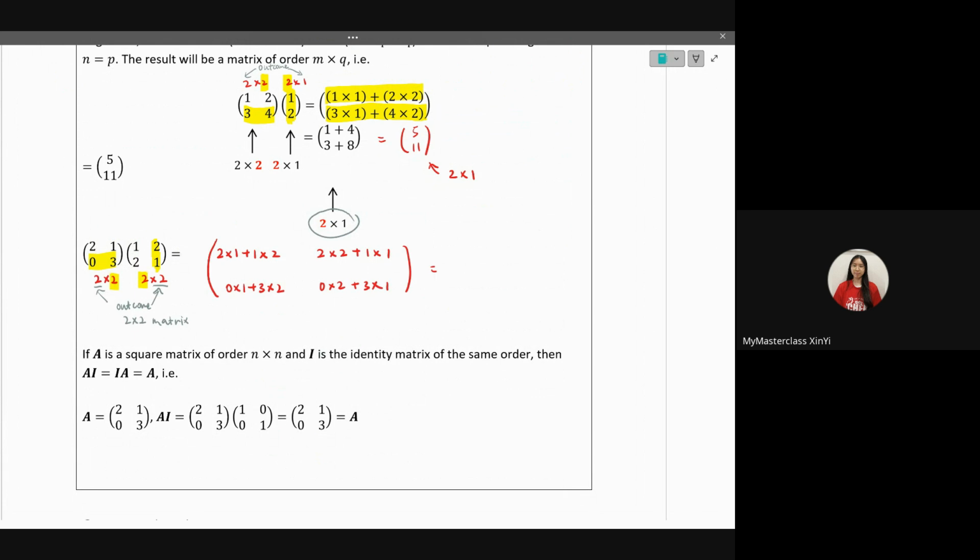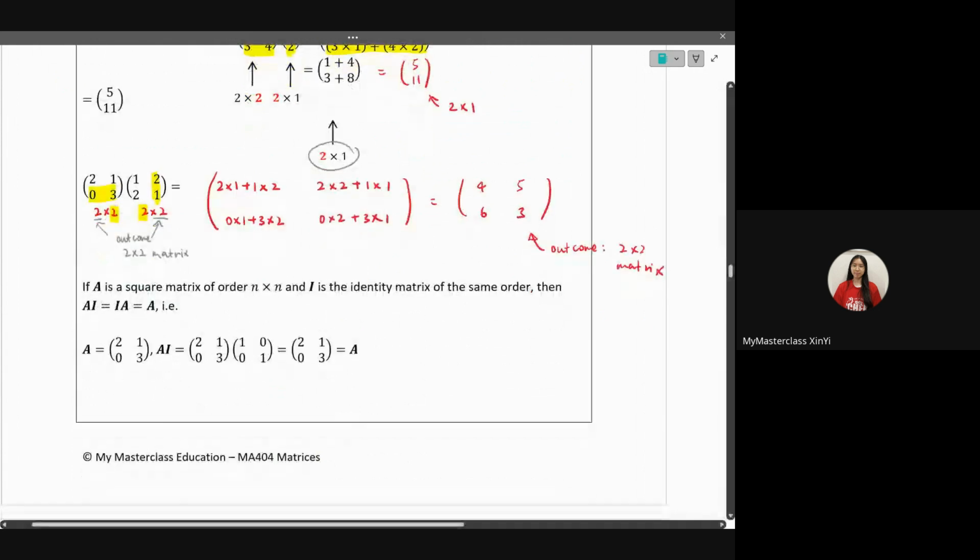Okay, then you're going to get 4, 6, 5, and 3. So again, your outcome is a 2 by 2 matrix.